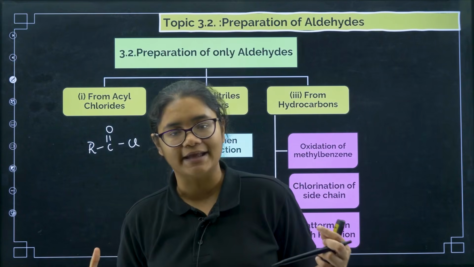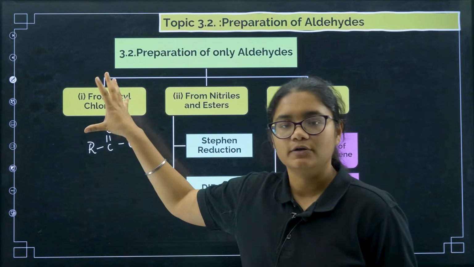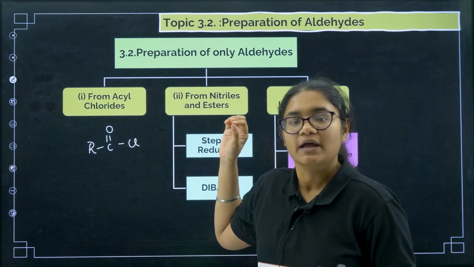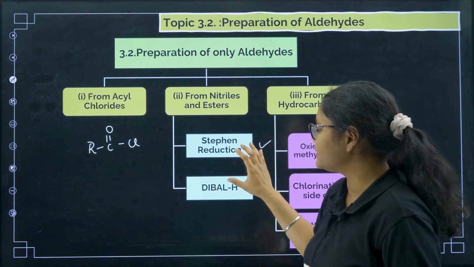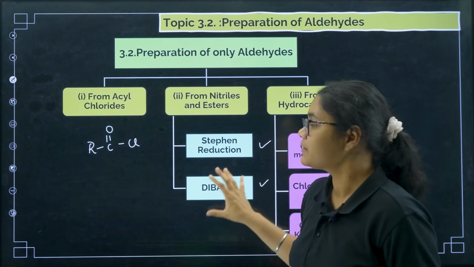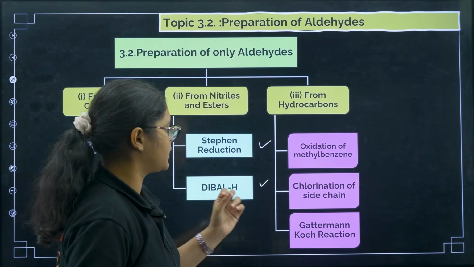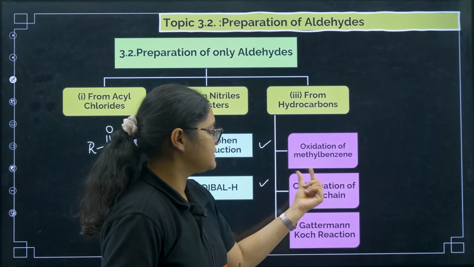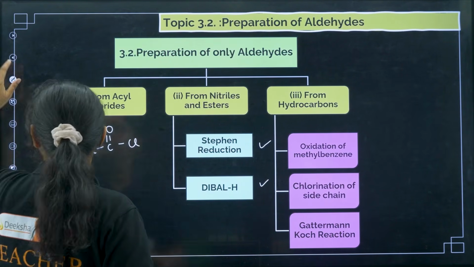So that is done. Now preparation of only aldehydes. The first thing that I can take is from acyl chlorides. The next one I have is nitriles and esters. In nitriles and esters, we have one thing which is Stephen reduction and another is DIBAL-H. We will talk about them. Then the next one is from hydrocarbons. From hydrocarbons you can do oxidation of methyl benzene. Then you have chlorination of side chain and the Gattermann-Koch reaction. Okay, let us see these reactions quickly.